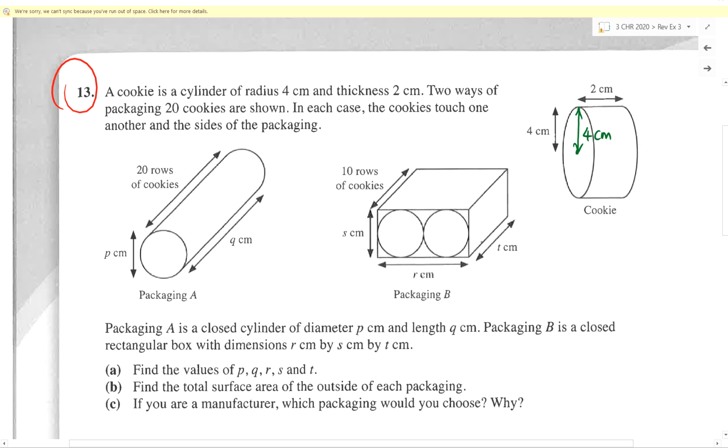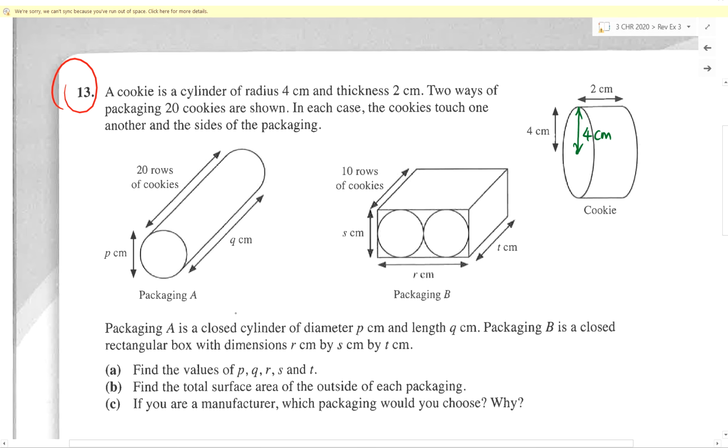Packaging A is a closed cylinder. Closed means no holes. Both sides all closed. Diameter P. Length Q. Packaging B is a box. R by S by T. So find all these values.